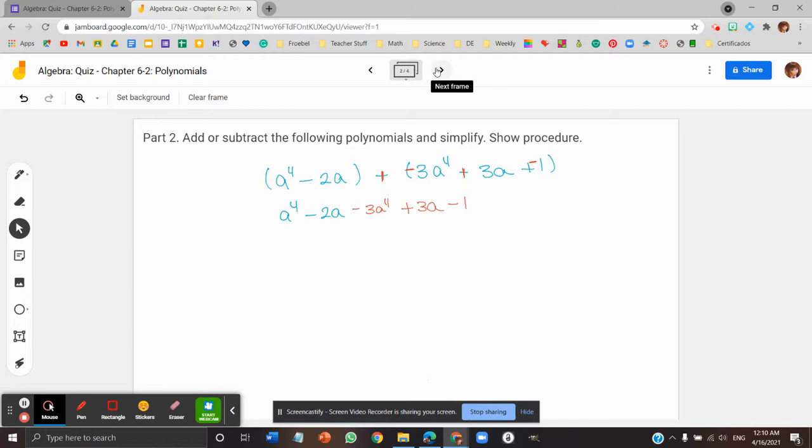Now I can look for like terms. For example, those are my like terms. And I have another like term right there. And now I can combine them. A to the fourth power minus 3a to the fourth. Remember that there's always an invisible one right there. So that would be 1 minus 3.